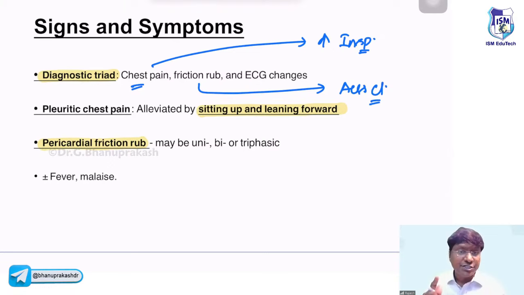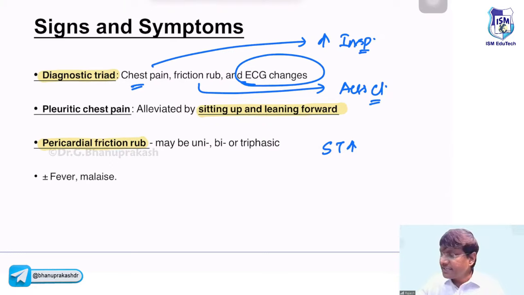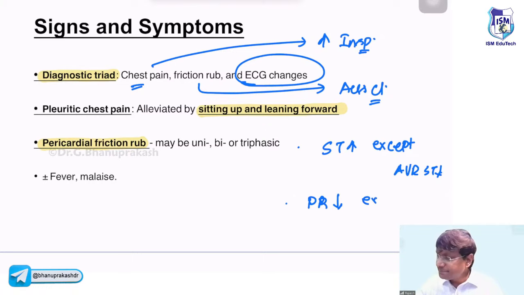That is global ST segment elevation except in aVR. In aVR, you have ST segment depression. And there will be PR segment depression in all the leads except aVR, where you will have PR segment elevation. So this is the diagnostic triad, and this is how the ECG will be.